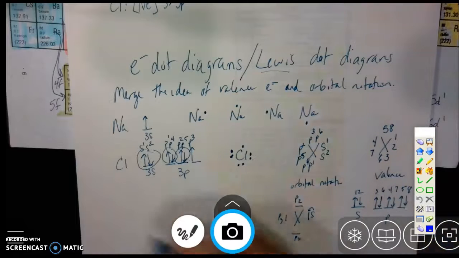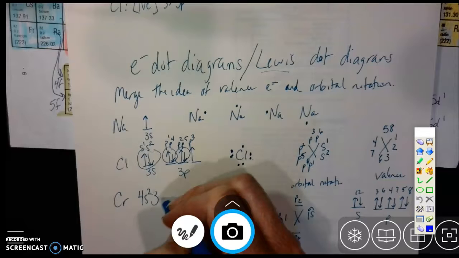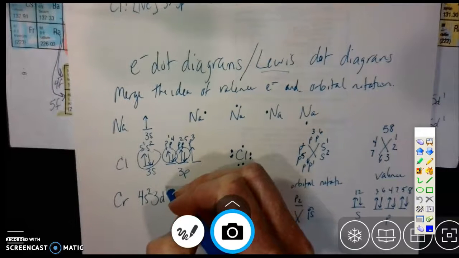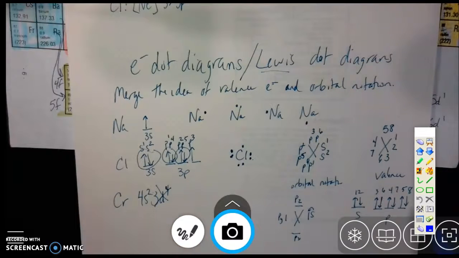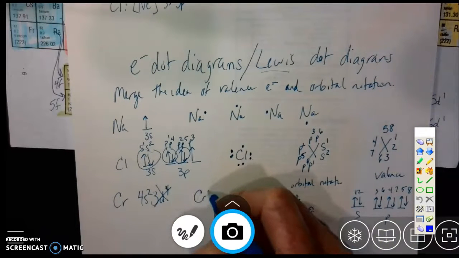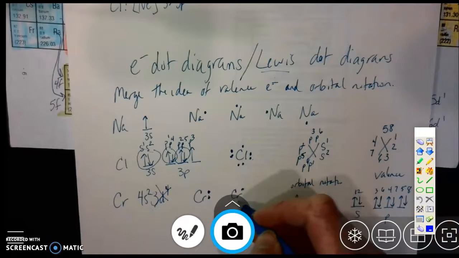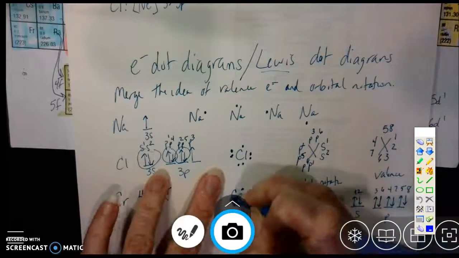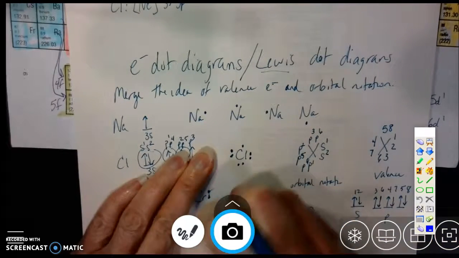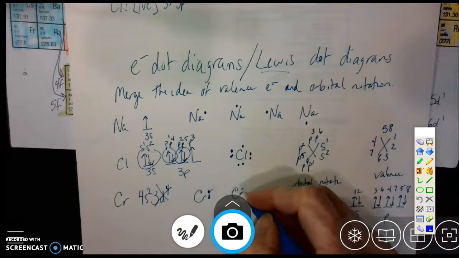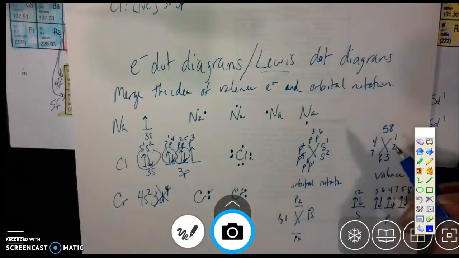The next one I think we did was chromium. So that was your 4s2, 3d4. Again, the D's aren't part of our valence electrons, so chromium's valence electrons would look like just a pair. You want to be careful that you don't have them spaced out so far that you're not sure if it's two singles or a pair. So you want to make sure they're nice and tight together so I can tell they're a pair and not two singles.